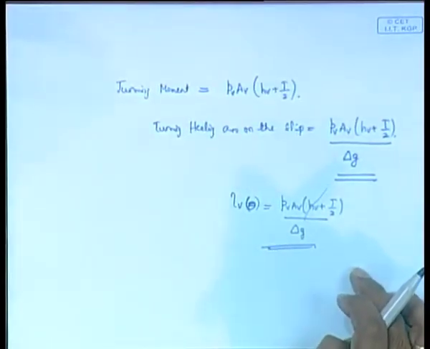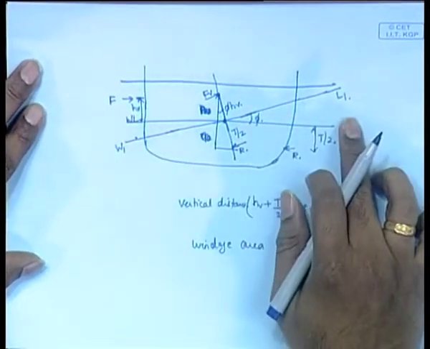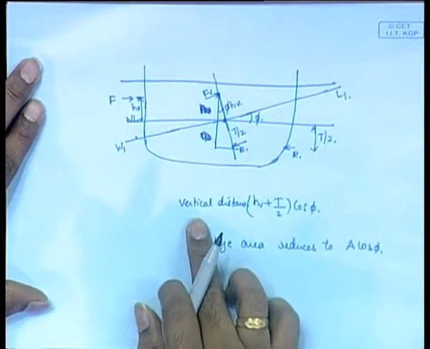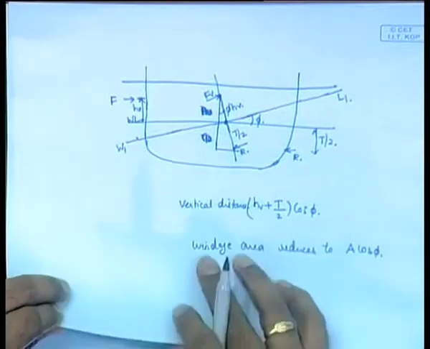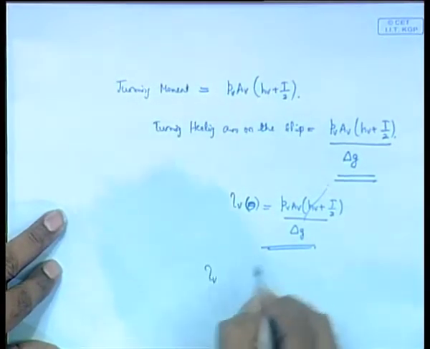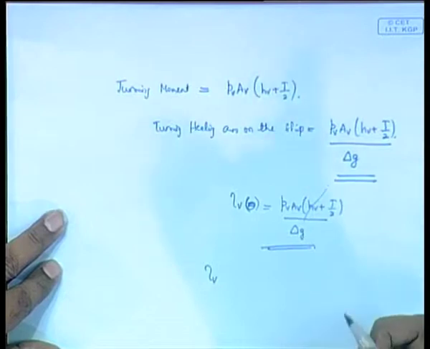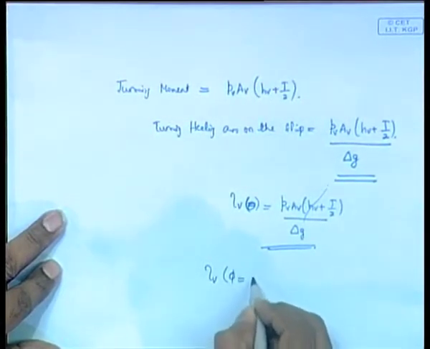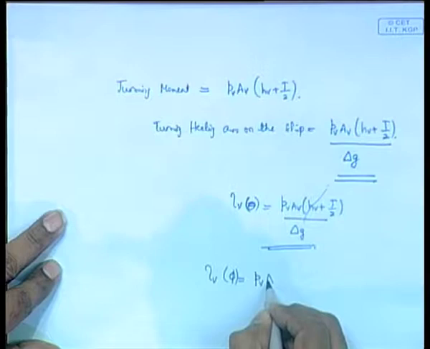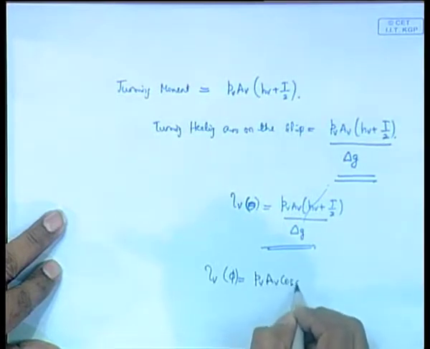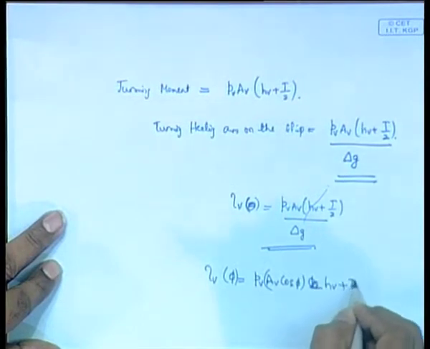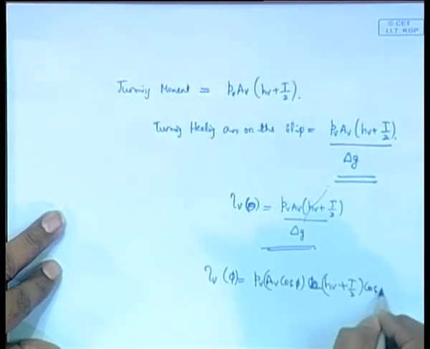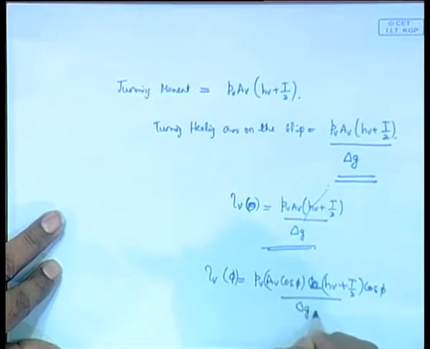So, now remember, previously we have said when the ship heels by an angle phi, this distance changes by HV plus T by 2 cos phi. As it is directly proportional to this, you can see that LV will also change with phi. So, LV at some phi will be PV AV into HV plus T by 2 cos phi divided by delta G. I will explain this again, if you want. Why did I say this?